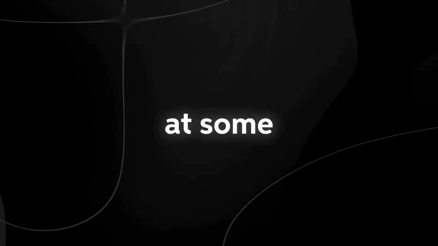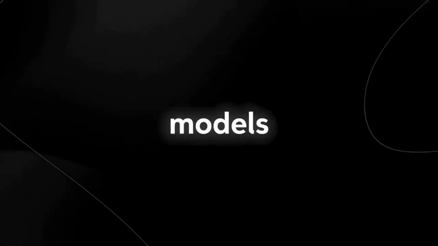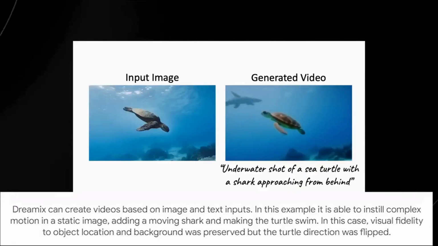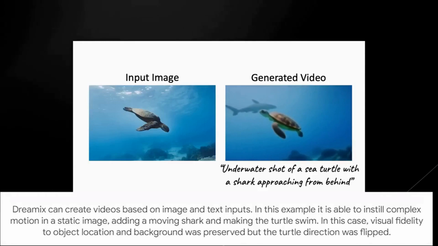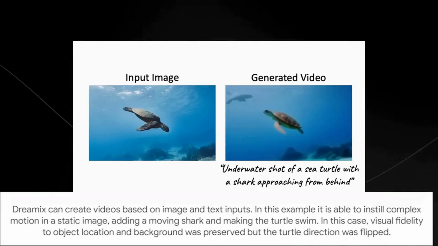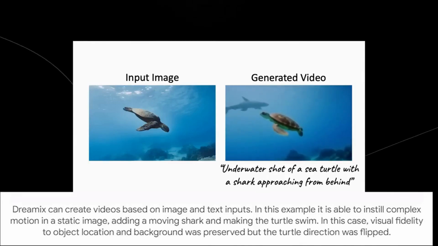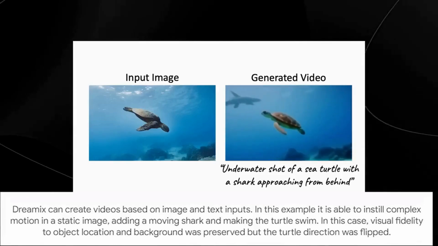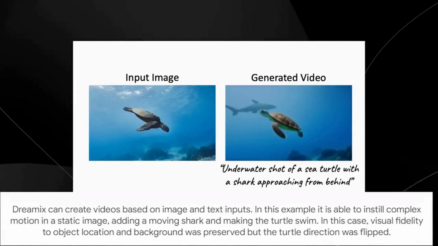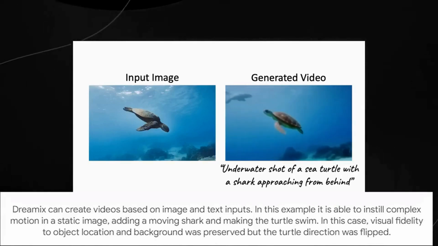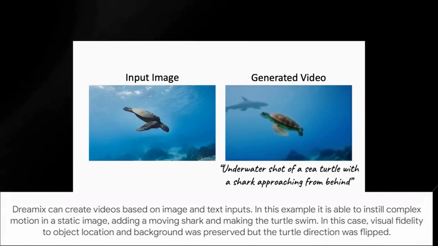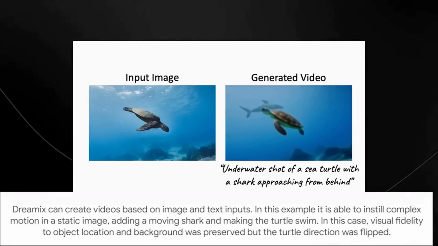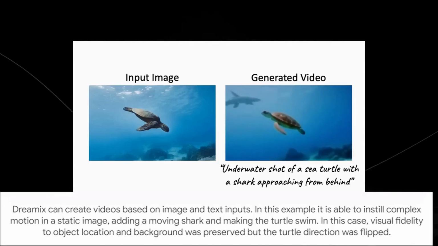So let's take a look at some more text-to-video examples from Google, using the different models that they do have in this large language model software. So you can see right here that this is another example. It says DreamIX can generate videos based on image and text inputs, so it can actually install motion into a static image, and this is very different from just text to video because this allows another level of manipulation, because you can see right here that this is just an image, but then they've changed it to say an underwater shot of a sea turtle with a shark approaching from behind.